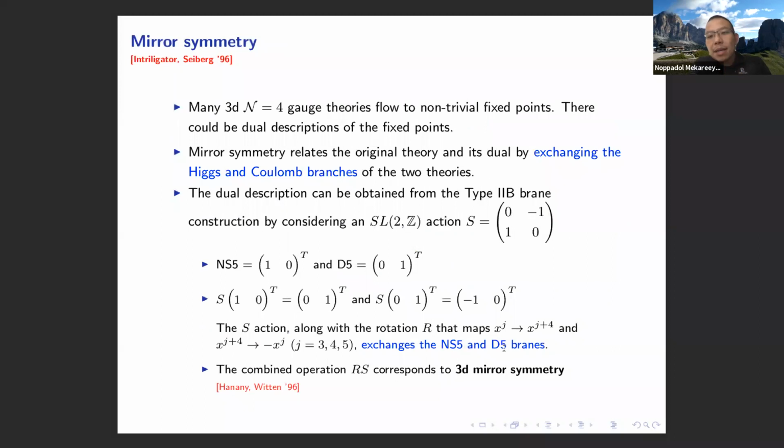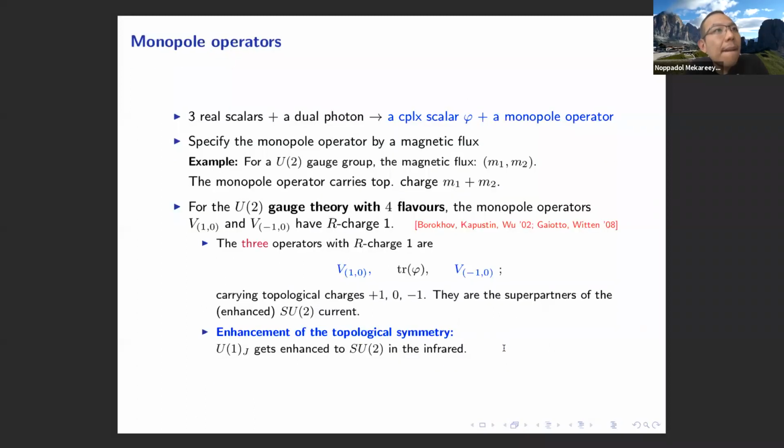The next part, another well-known one, is mirror symmetry. Sorry, can I just, can you just go back to the previous slide? So this U1J, the charge is carried by vortices, right? Vortices in the... Yes, so, okay, yeah. Excellent. So these are monopoles.